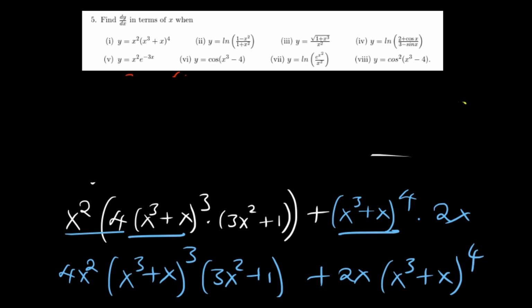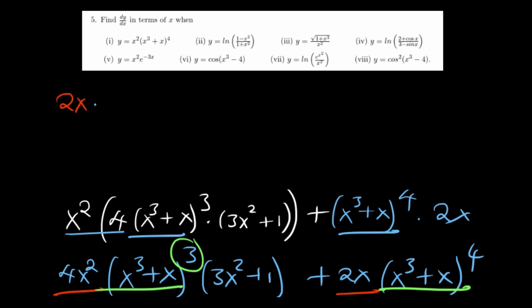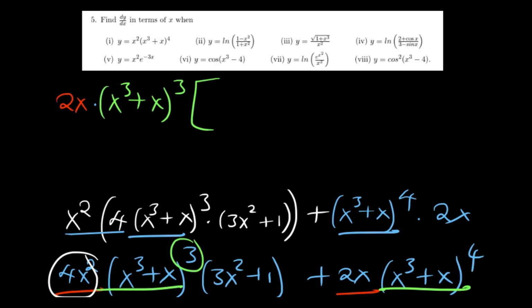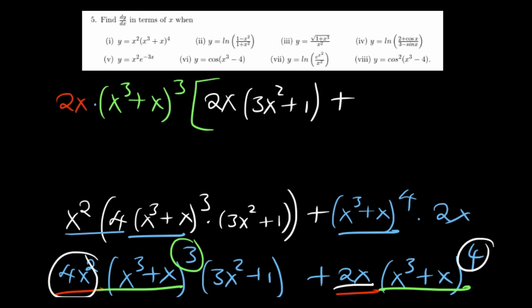You can see 2x is common. So we can have 2x. In the very first part, what remains if we pull out the 2x? We remain with a 2x. And then what else can we pull out? We can see this part is common, so the highest common power is 3. So I have x to the power 3 plus x to the power 3. Now in the brackets, what remains? When we remove 2x from 4x squared, we're going to remain with 2x, and then we're also going to remain with 3x squared plus 1 for the first part, plus the other part, 2x is already pulled out, and then we'll remain with a single power since 3 has already been pulled, so x to the power 3 plus x.